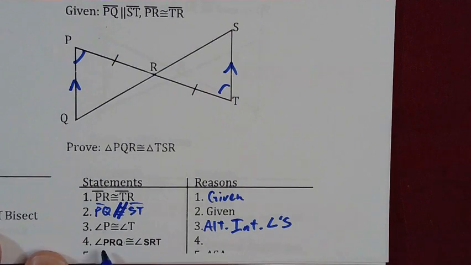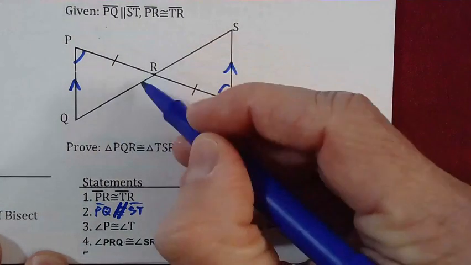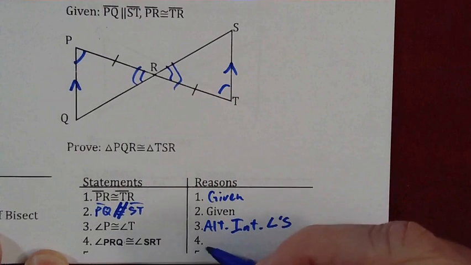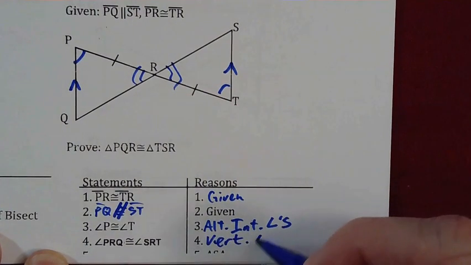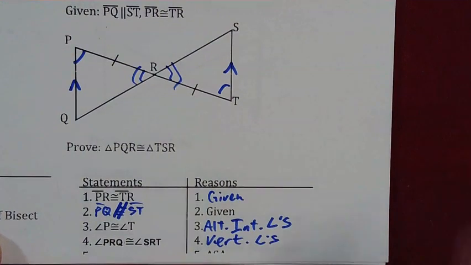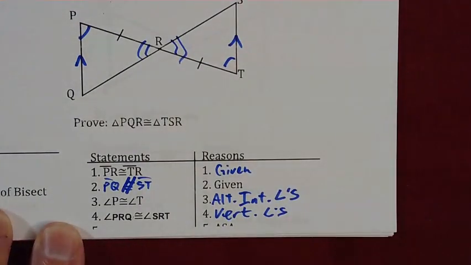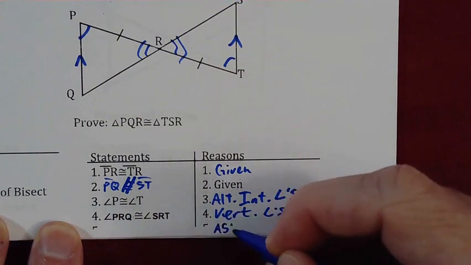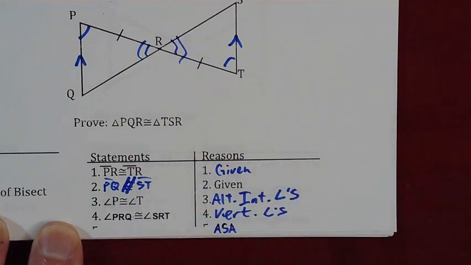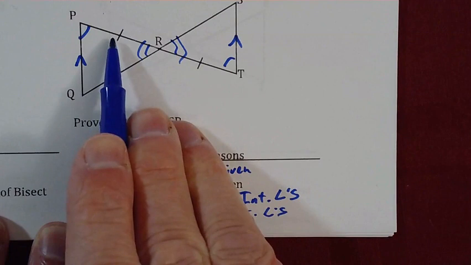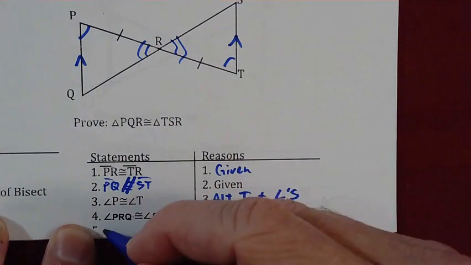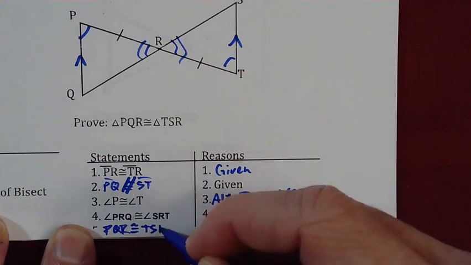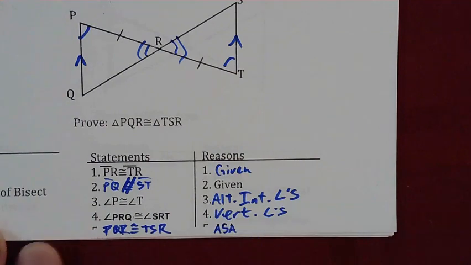The next thing they say is that angle PRQ, let's see, PRQ is this angle here, is congruent to SRT. That's that angle there. I know those are congruent because they are vertical angles. So I'll just say vertical angles for that one. And then finally, like I said, it got cut off on the bottom of my piece of paper here, but the reasoning is angle, side, angle. That's because I've got two angles and the side that is in between. So the two triangles, triangle PQR is congruent to triangle TSR, and the reason for that is because of angle, side, angle.